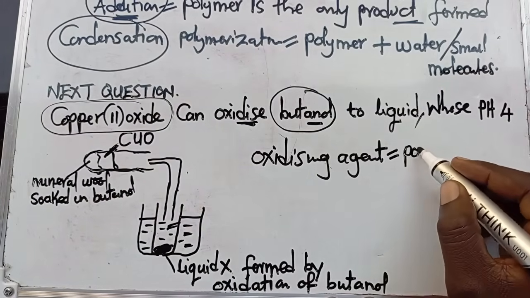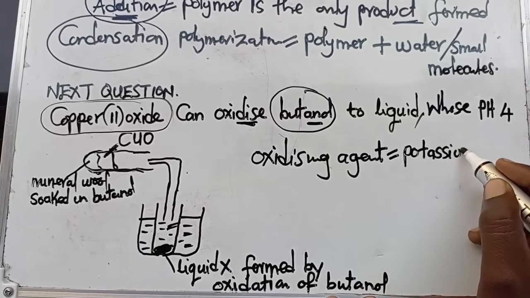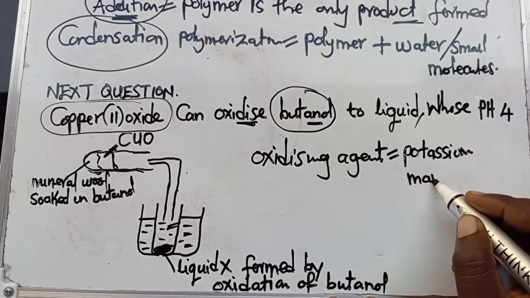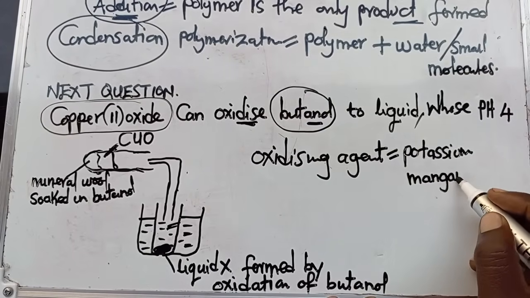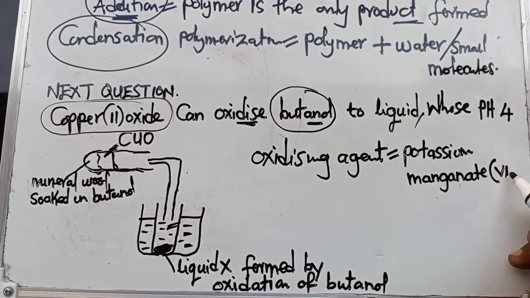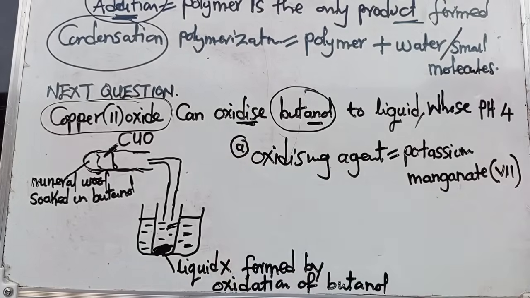We can say this is what? This is potassium. So I may say potassium manganate. So potassium what? Manganate. So potassium manganate 7. This is another oxidizing agent. This is question A. I'll put this as question A. This is an oxidizing agent that you need to get. So this is an oxidizing agent that can be used here.